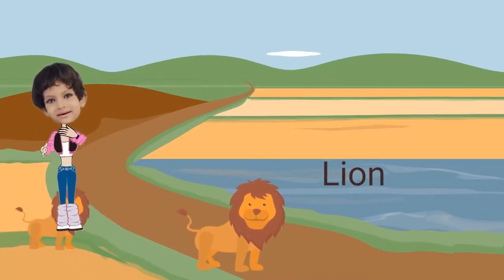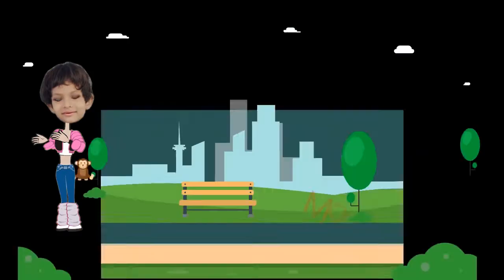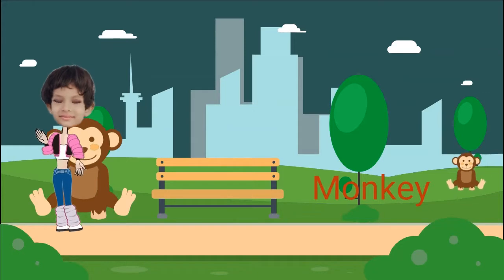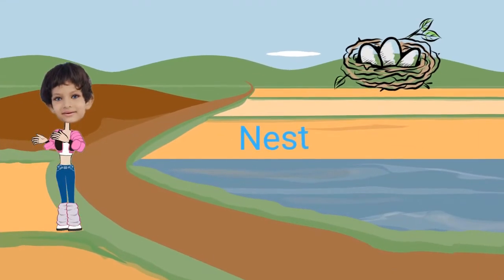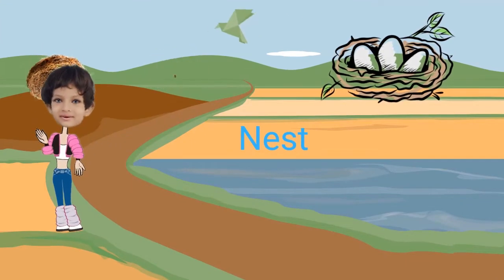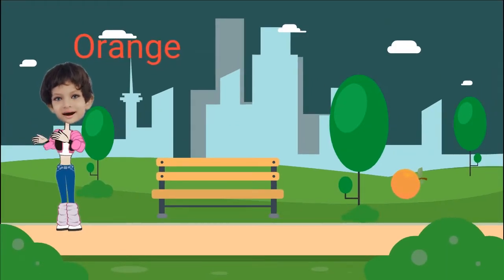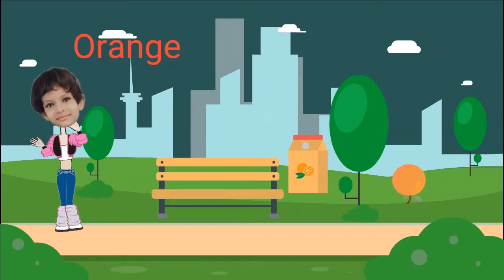L for lion, lion is animal. M for monkey, monkey is animal. N for nest, nest of birds. O for orange, I eat orange.